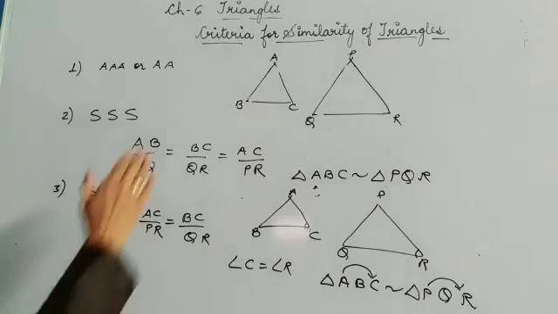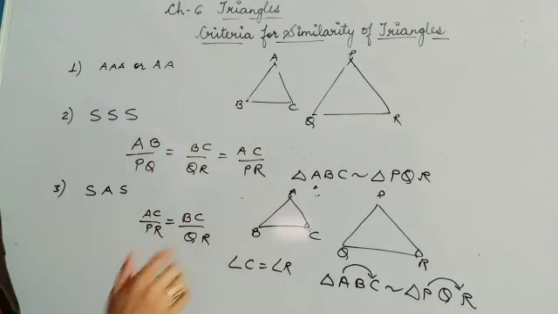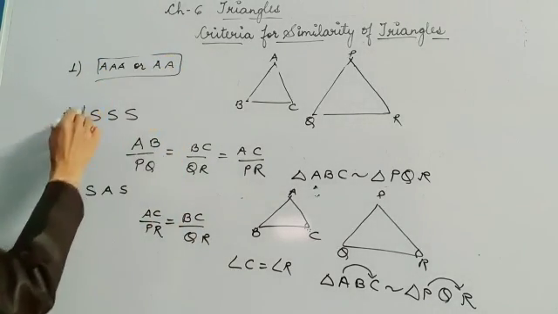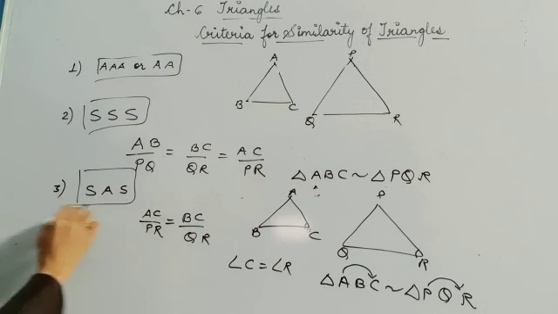So these are the simple three criteria by which you can prove two triangles as similar: AAA, SSS and SAS. Have a look.